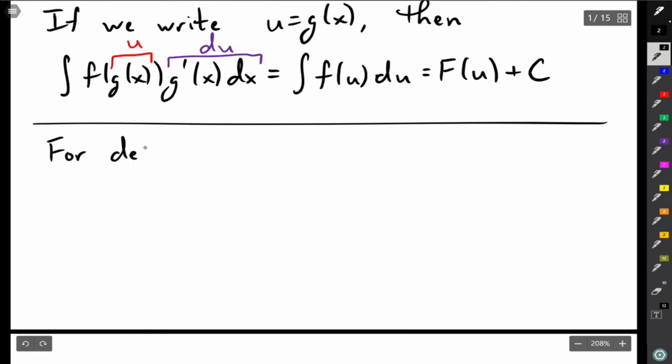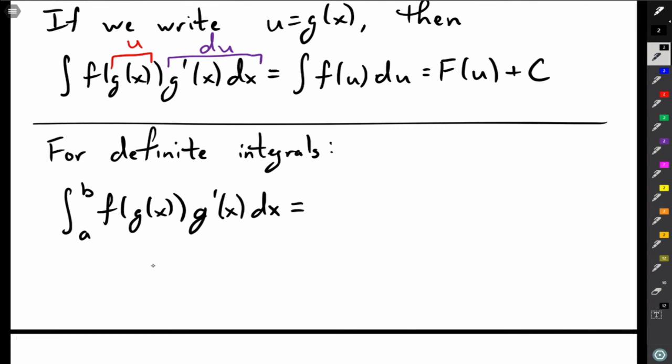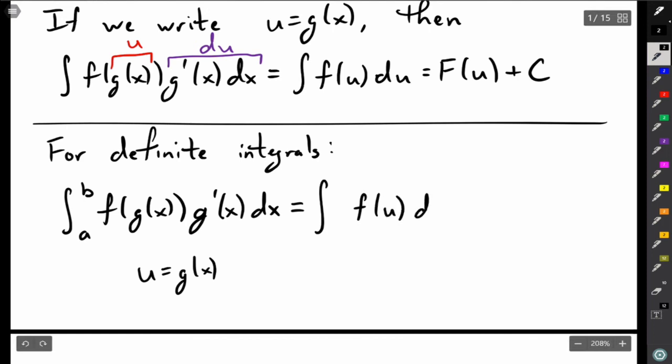So for definite integrals, right? If we have the integral from a to b of f of g of x, g prime of x dx, right? We're still going to do u equals g of x. And then what we need to do is we need to swap everything we can to be in terms of u. So this part doesn't change. We still have f of u du. But what changes is the bounds.